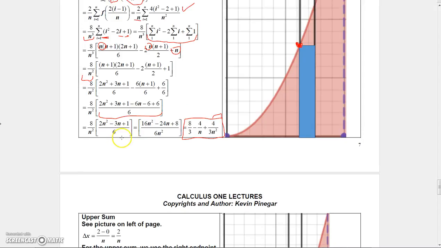In the next video, I'll show you the sum of the circumscribed rectangles, and you'll see that they look kind of the same, but they're not quite the same. So stay tuned for the next video.